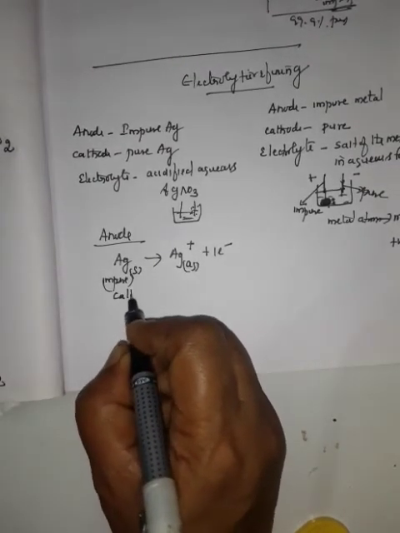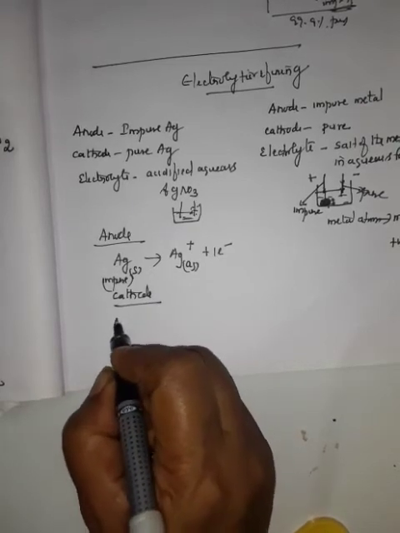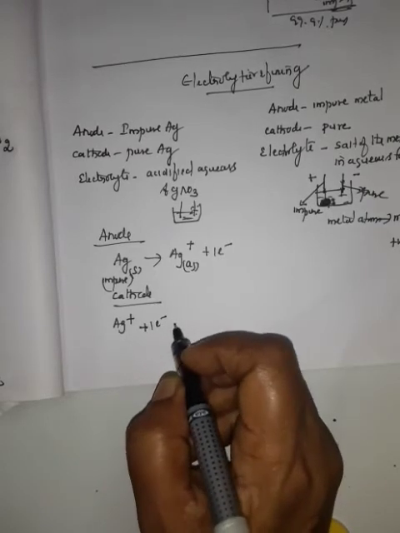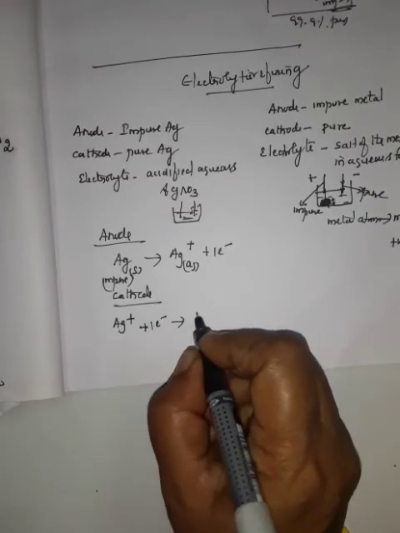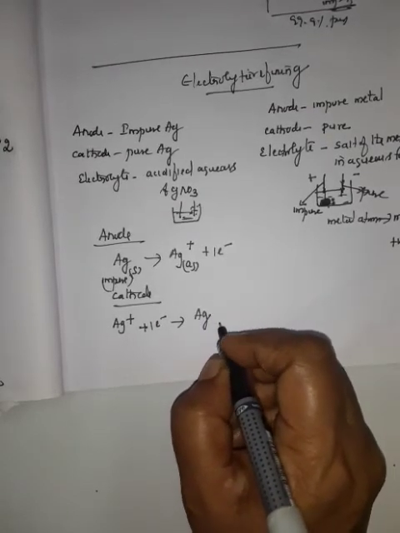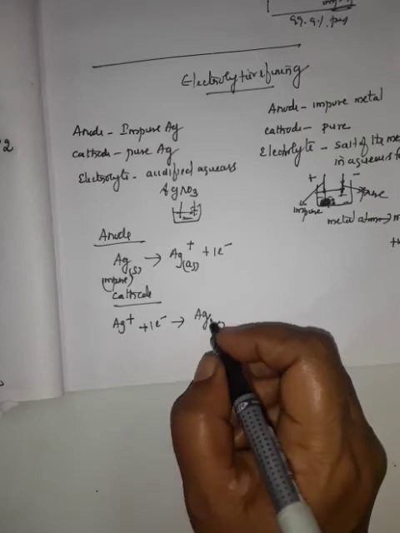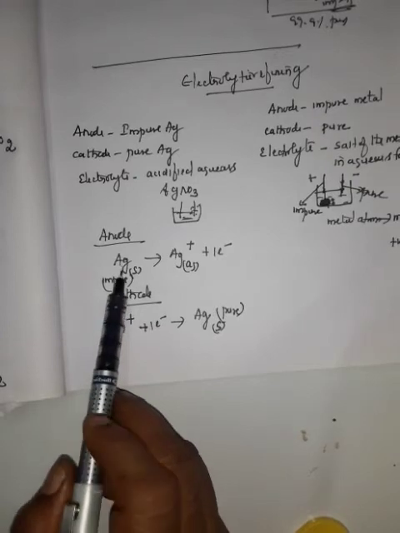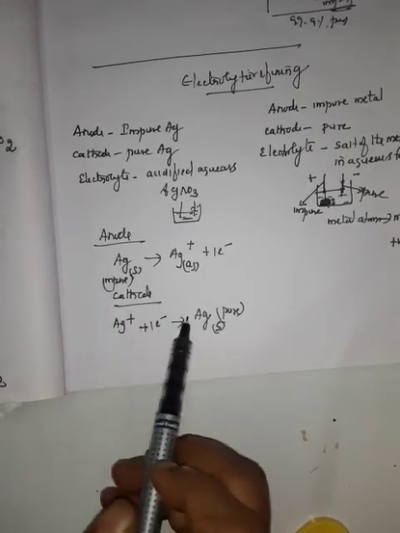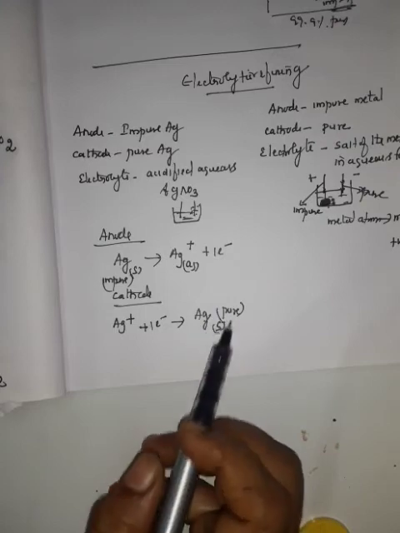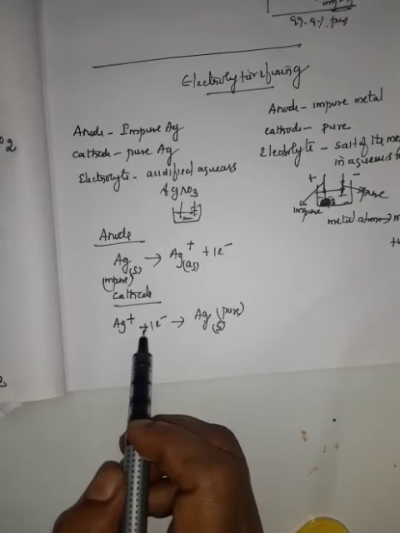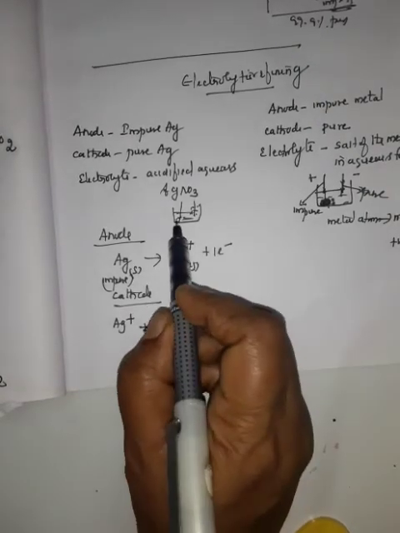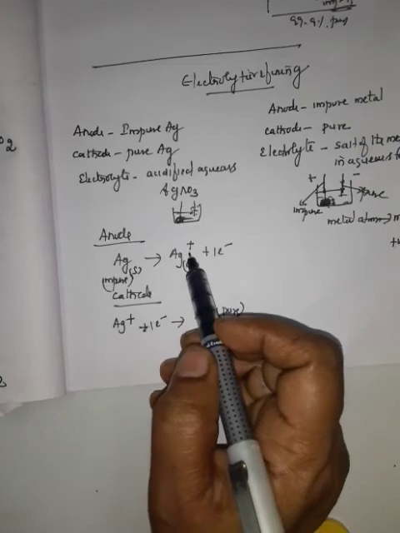Now at the cathode, these silver ions accept one electron and form silver metal, which is in the solid state and is deposited. It is the pure silver. So at the anode, the silver present is impure; at the cathode, the silver present is in the pure form. Electrons are lost at the anode and accepted at the cathode. Then all the impurities which are less electropositive fall down as anode mud.